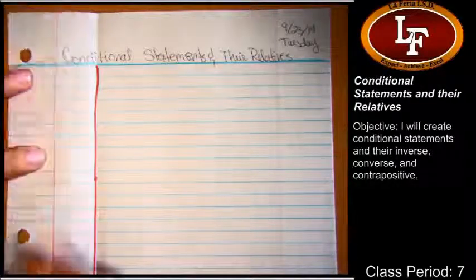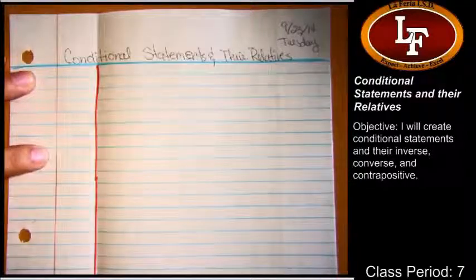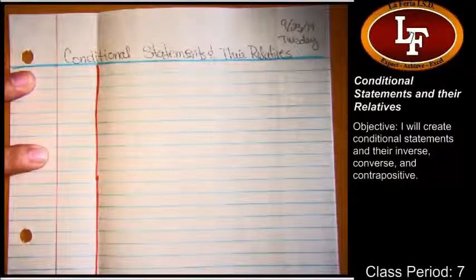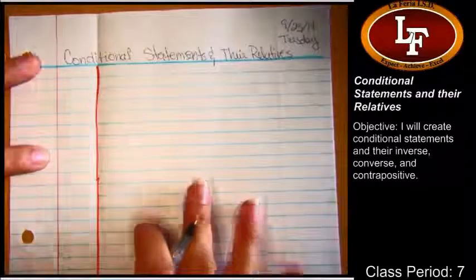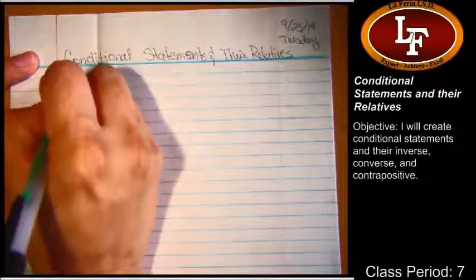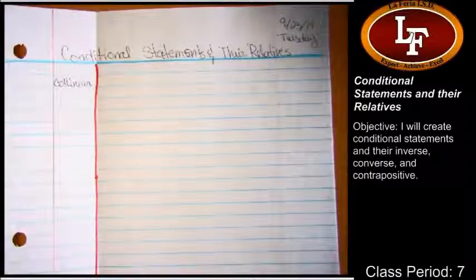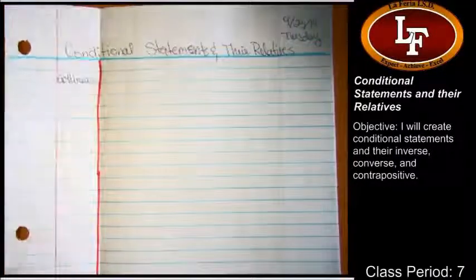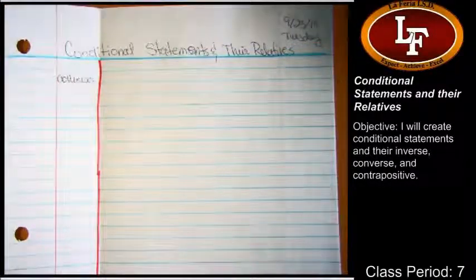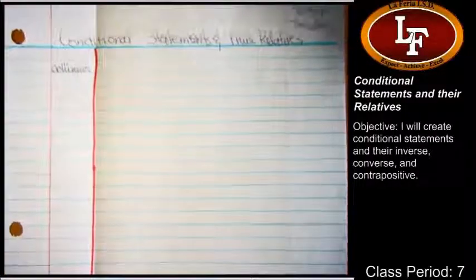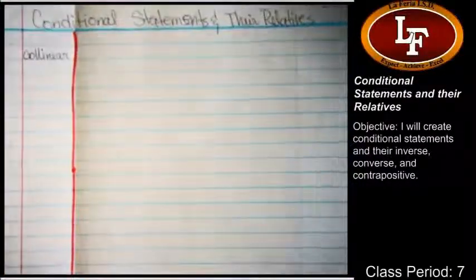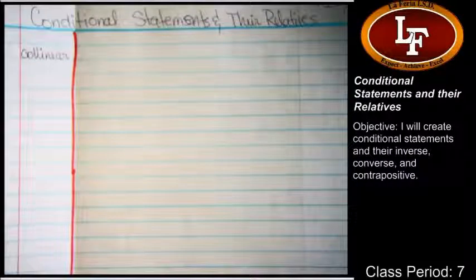All right, so let's go in and let's practice writing some conditional statements so we get a feel of what they look like. And let's start off with a vocabulary word that you guys are familiar with already, and that's collinear. What does collinear mean? Do you remember? Points that are on the same line. Beautiful. How would you write that so it's an if-then statement?